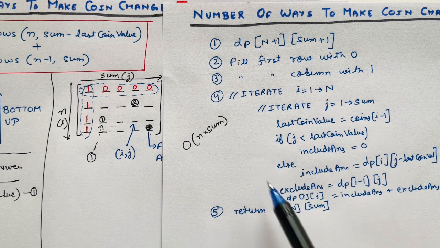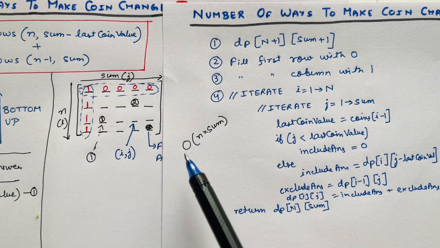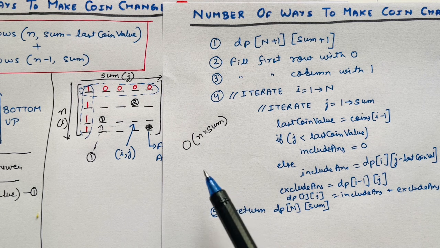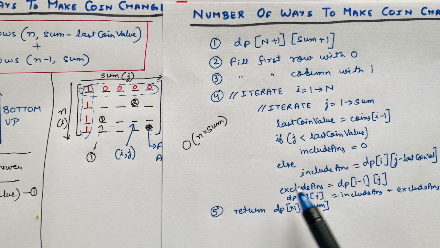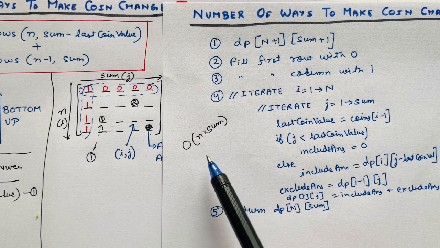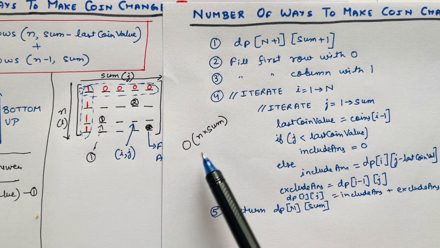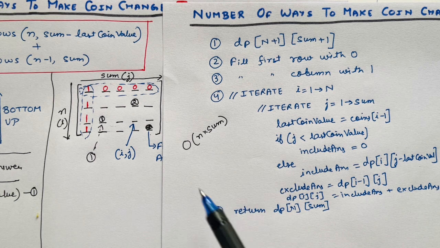In this manner, we can fill the whole matrix. And finally, as our answer, we will return dp[n][sum]. Now what will be the time complexity of this algorithm? The time complexity will be big O of n into sum. Why? Because for every combination of n and sum, we have calculated the answer only once. And for that same reason, our space complexity will also be big O of n into sum, because we are using this matrix.